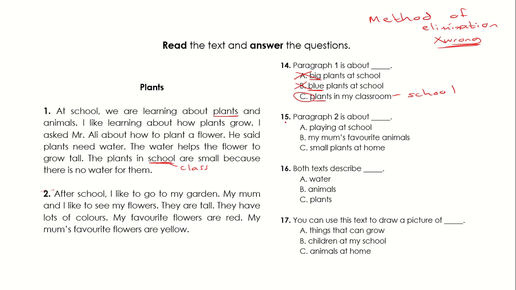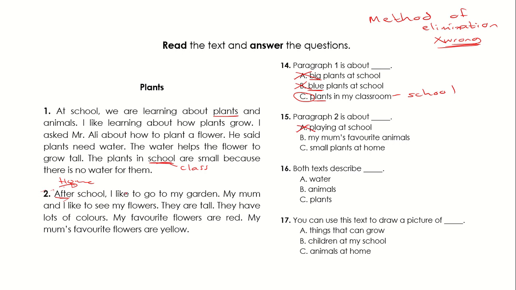Okay, for question number 15, it says paragraph 2 is about. So we will read paragraph 2 and we are looking for the words playing at school, mum's favorite animal, small plants at home. After school means after, when we go home, right? So A is already wrong. Playing at school? No, we are not at school anymore.